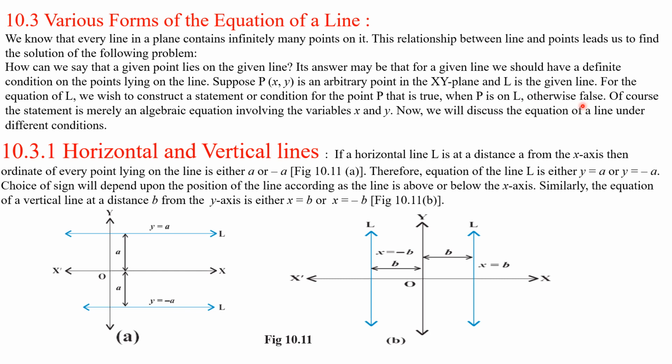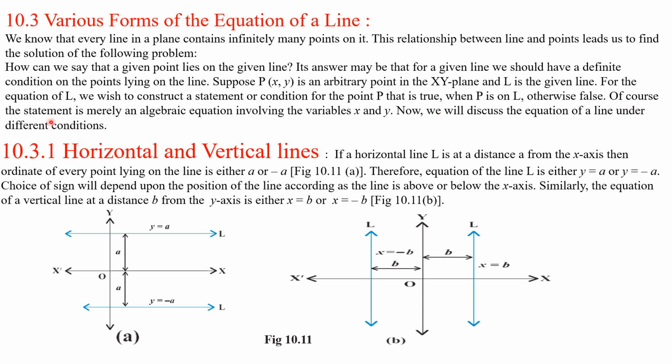Remember this point. If a point lies on a line L, then the statement is true. If the point P is not lying on the line L, then the equation is false. Then the condition is false. Understood this point?